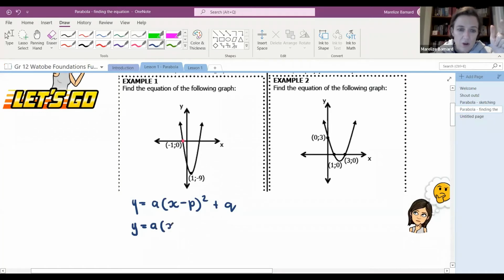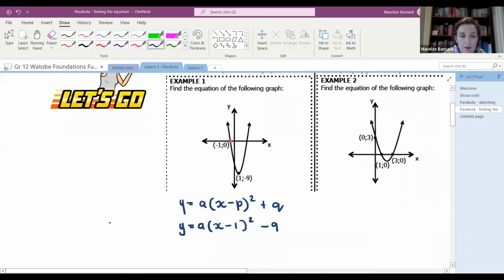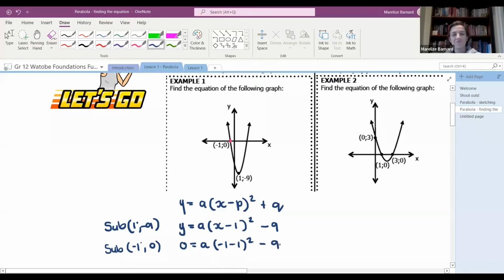So far, we've got the turning point. So we sub those coordinates in. But we still have too many unknowns here, right? We need to find what A is. So this first step is to sub 1 and minus 9. And then we're going to sub the other points, minus 1 and 0. So y is 0, and that's A, and this is minus 1 squared minus 9.